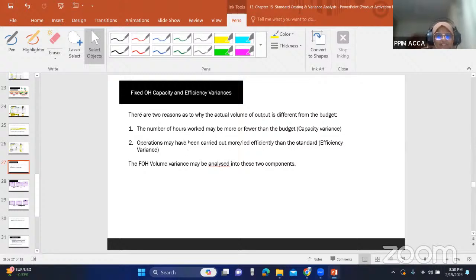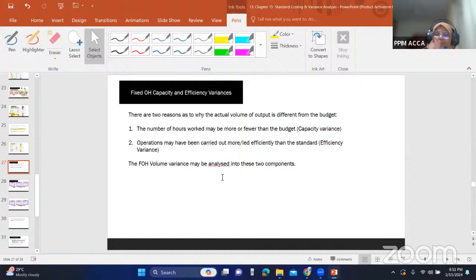There are two reasons as to why the actual volume of output is different from the budget. So volume means the number of units that we produce is different. That's why there is a volume variance. So what you have to understand is there can be two reasons for that. One is maybe the workers worked for longer or they worked for shorter. So that is the capacity variance. The number of hours worked is different. Or the workers worked faster or slower than the budget. That is the efficiency variance.